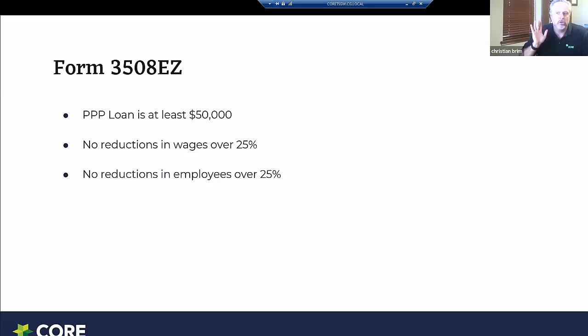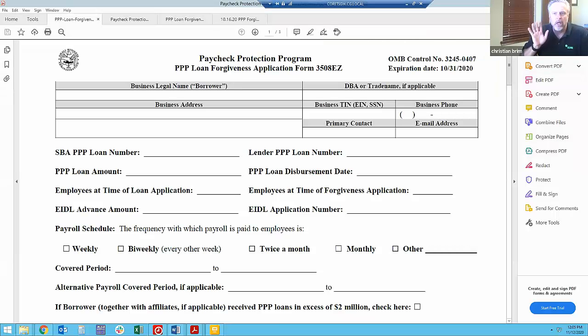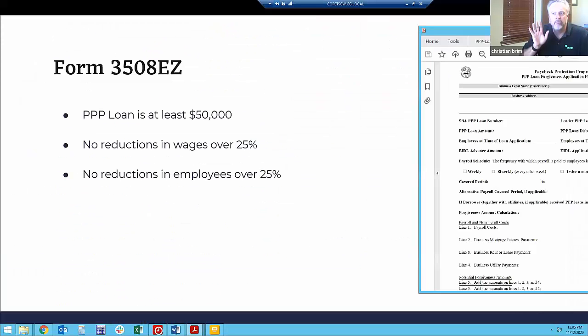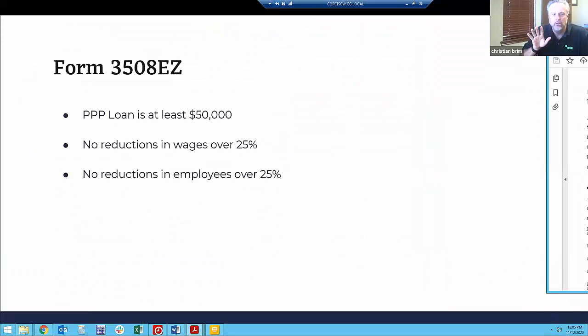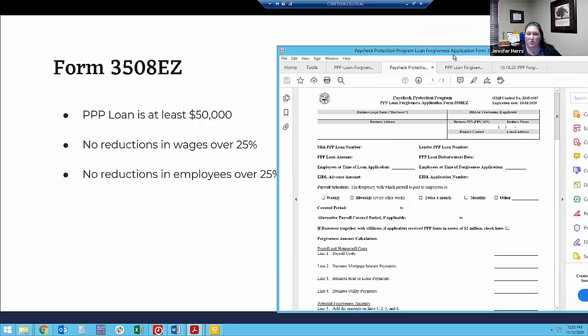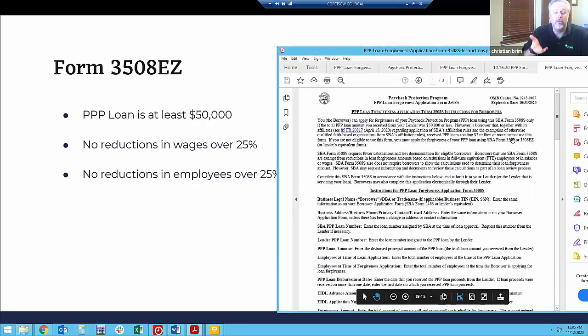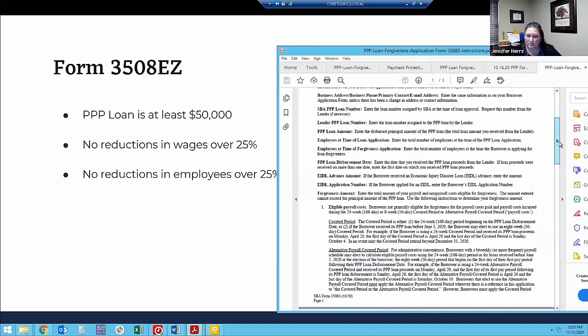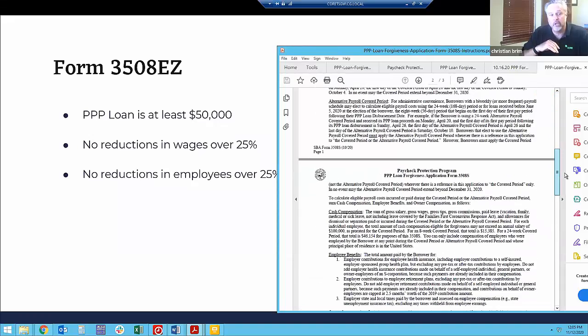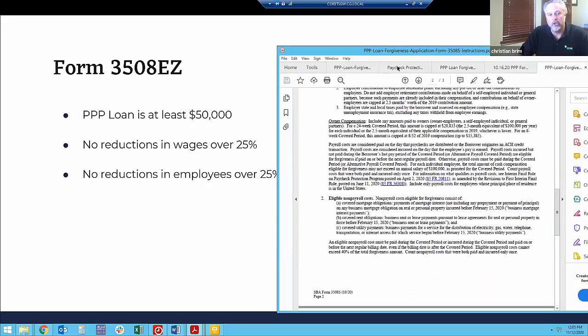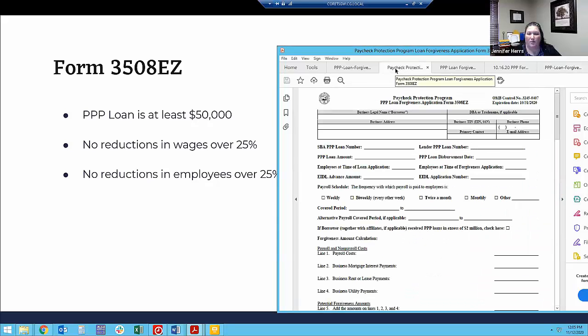Okay, I have a dumb question. Does the 25% apply to the 3508S? It's not strictly in the information. I would assume so, but I have not been able to clarify that yet. So theoretically, you could have a loan that was less than 50,000 that you had reductions, but not more than 25%. What form should I do? I would check with the bank, but I would go with the easy form. Okay.